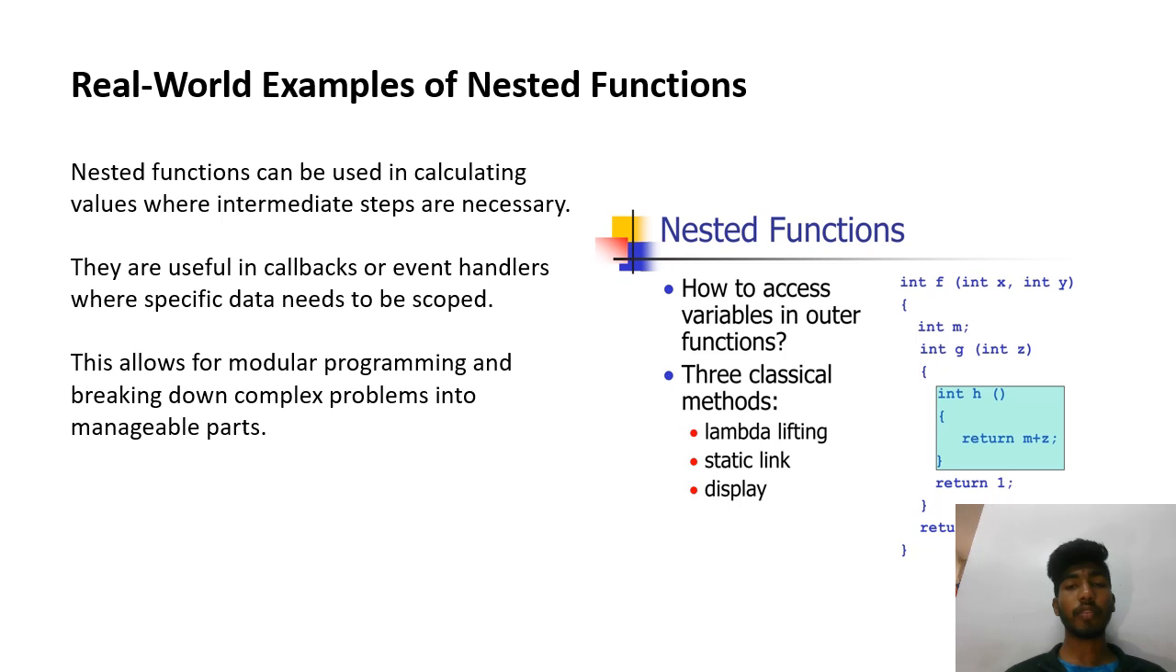Real-world examples of nested functions. Nested functions can be used in calculating values where intermediate steps are necessary. They are useful in callbacks or event handlers where specific data needs to be scoped. This allows for modular programming and breaks down complex programs into manageable parts.